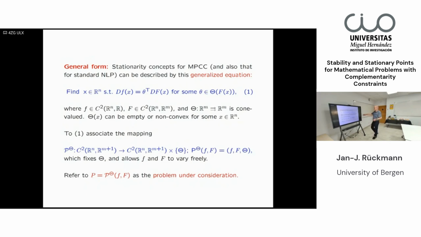And the theta is a cone-valued mapping, which can also be empty. So we can define it for each point. Doesn't matter if it's feasible or not feasible. Okay. And then we can define our problem under consideration, where the theta comes into play here. Depending on which stationarity concept we want, we can choose the corresponding theta accordingly.